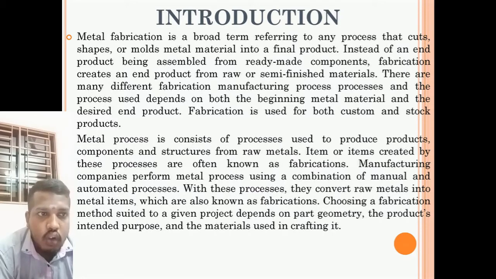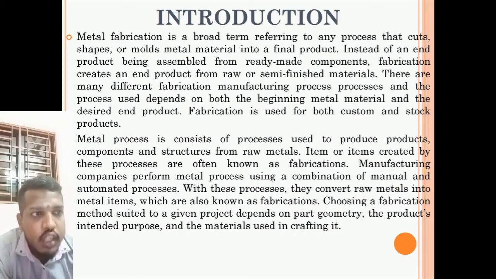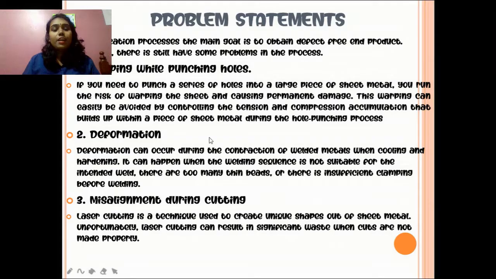Metal fabrication consists of processes used to produce products, components and structures from raw metals. Items created by this process are often known as fabrications. Manufacturing companies perform metal fabrication using a combination of manual and automated processes. With this process, they convert raw metals into metal items, which are also known as fabrications. Choosing a fabrication method suited to a given project depends on part geometry, the product's intended purpose, and the material used in crafting it. And now I would like to explain the problem statement of our presentation.